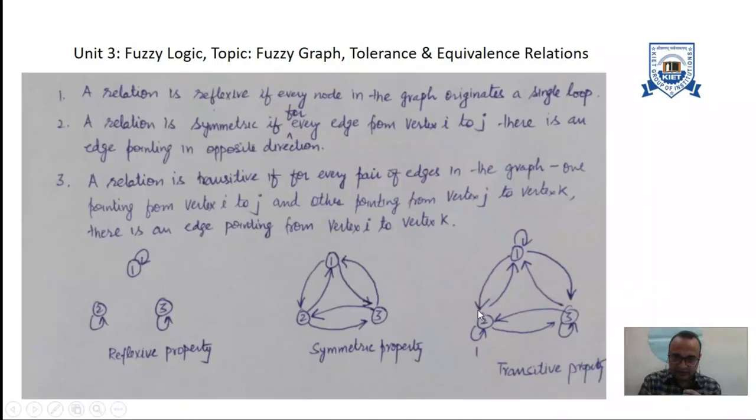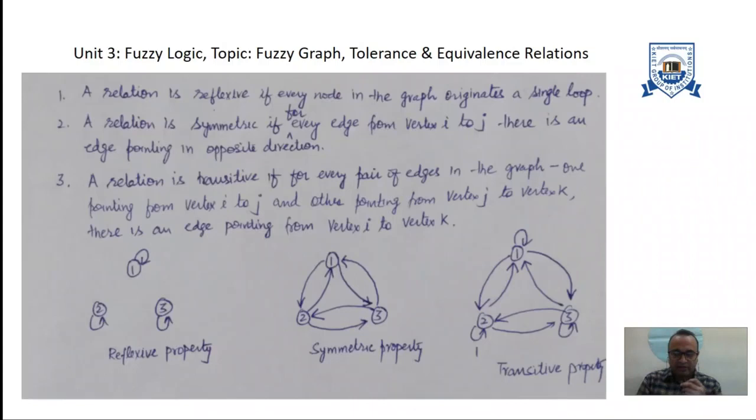There is the symmetric property also. From 1 to 2 there is an edge, from 2 to 1 there is another edge, 1 to 3 there is an edge, 3 to 1 there is an edge, 2 to 3 there is an arc, 3 to 2 there is an arc. So it means the symmetric property also holds. And finally we have seen that the transitive property also holds. So we can say that this fuzzy graph holds all the three properties: the reflexive property, the symmetric property, and the transitive property.